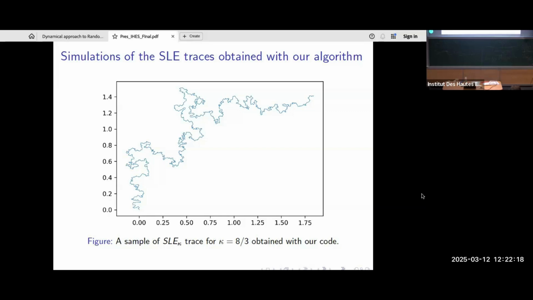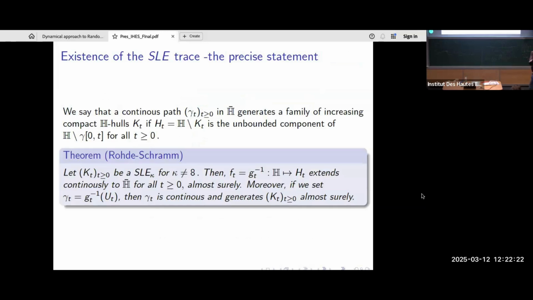So I try to have a picture of that. Now, I'm going to just tell you a bit about how this Rode-Schramm convergence works, how we can basically say that this limit exists and is continuous in time almost surely.